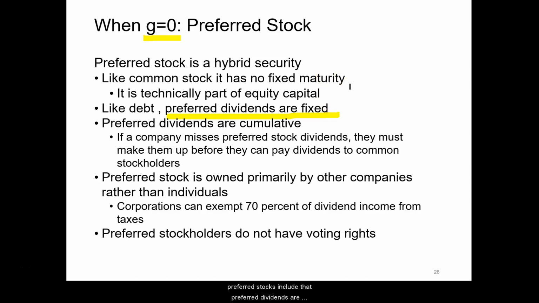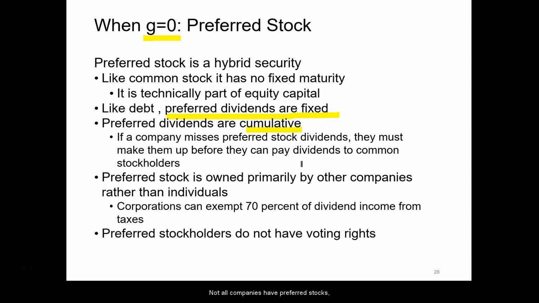That's different from bonds because bonds do have maturity. Some other facts about preferred stocks include that preferred dividends are cumulative, which means if a company skips one preferred stock dividend this quarter, the next quarter they actually have to make up and pay the preferred stock dividends to preferred stockholders first before they pay any money to the common stockholders.